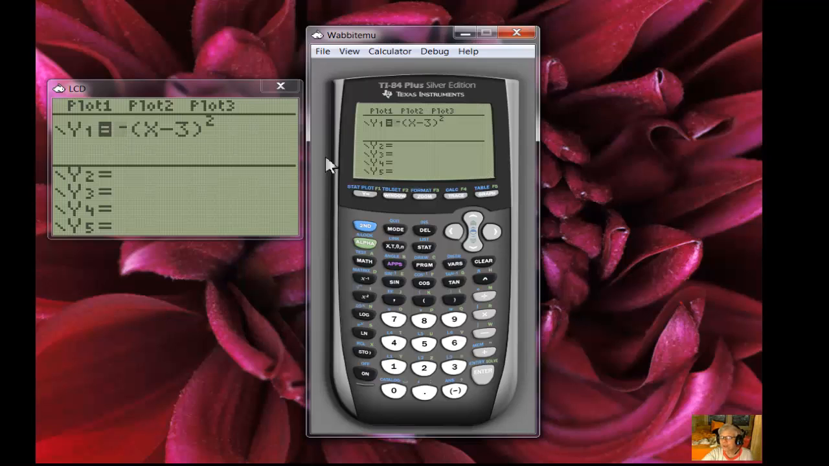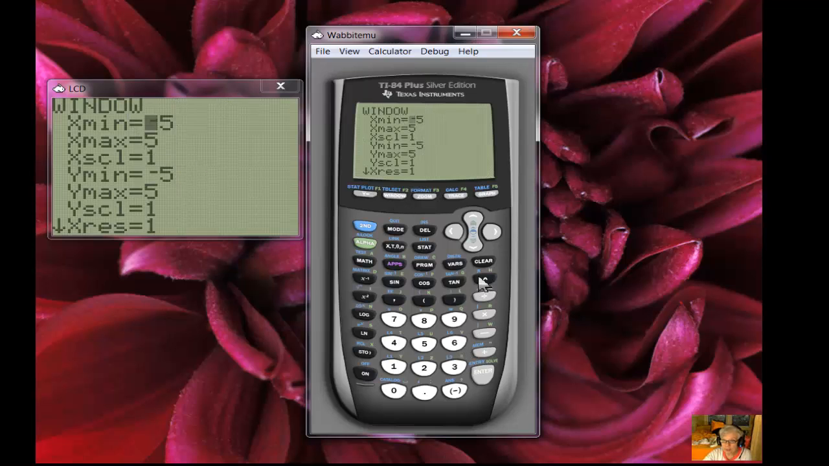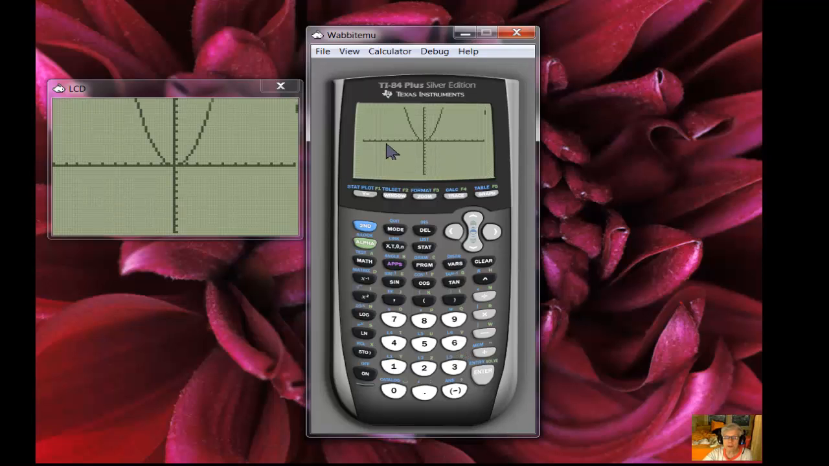It's pretty good, I think. And before you forget, let's go back to just x squared. Okay, and you can combine these. All right, let me put my window back to where it was by going zoom 6. That always puts you back on your 10 by 10 window: 10 to the left, 10 to the right, 10 up, 10 down.